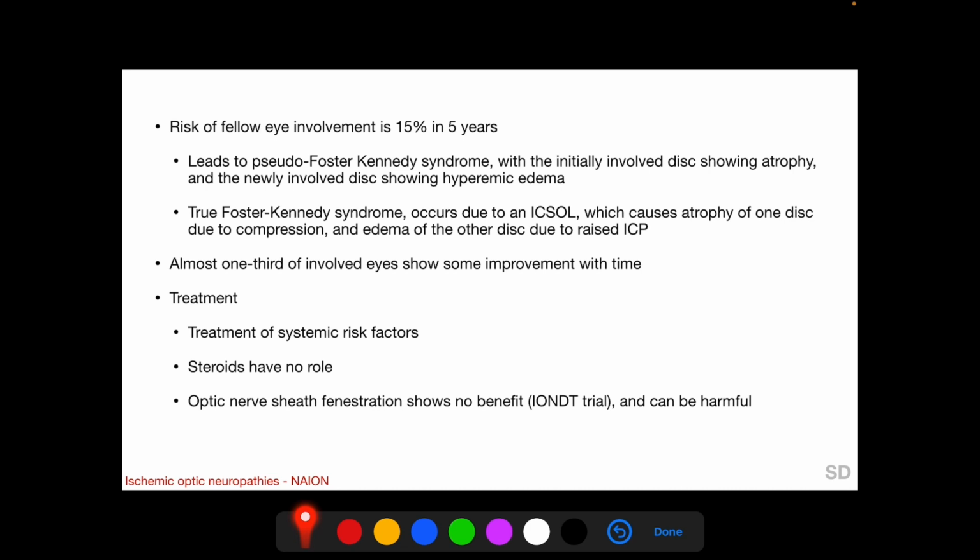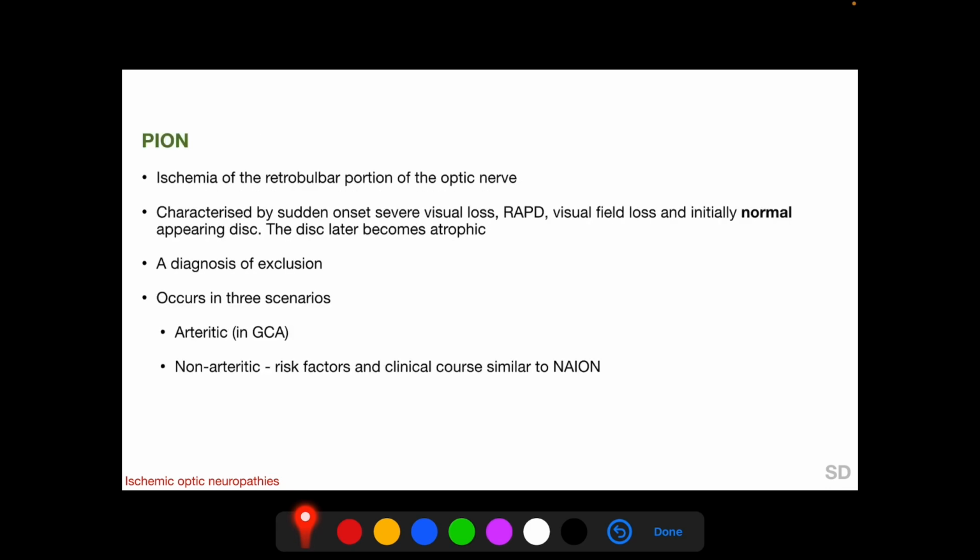In non-arteritic AION, almost 1/3 of involved eyes show some improvement with time. Treatment of non-arteritic AION includes treatment of systemic risk factors. However, steroids have no role in treatment, and the IONDT trial showed optic nerve sheath fenestration has no benefit and can actually be harmful.